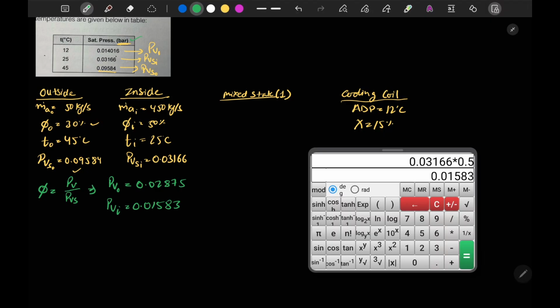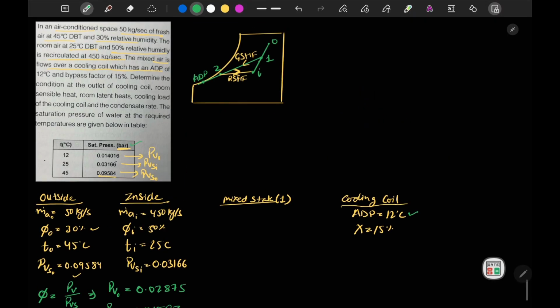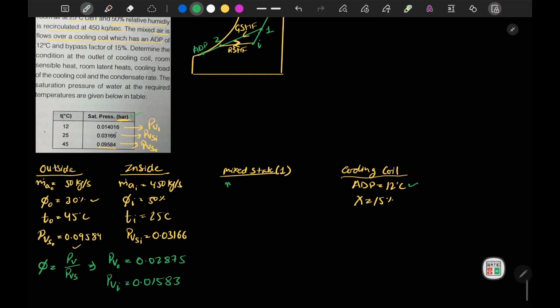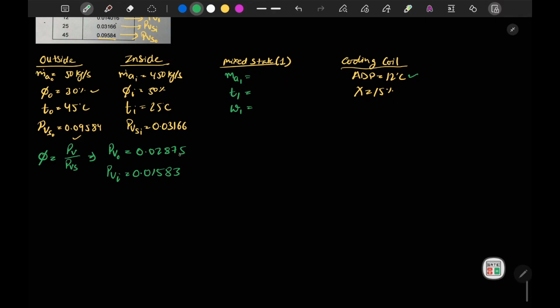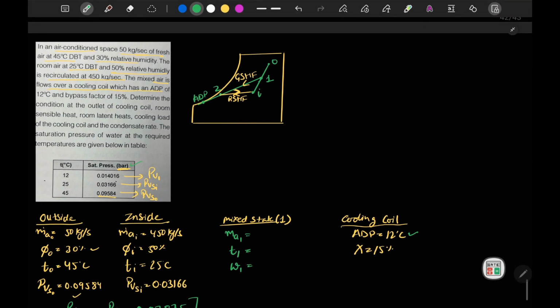Now what else do we require? We have been given the value of ADP. In the mixed state, what conditions will we require? We will require the mass flow rate of air at 1, the temperature T1 at 1, and omega at 1, that is, the specific humidity ratio at 1. Since we have the values of PV node and PVI in bar, we can reuse this relation, and it is also mentioned here.